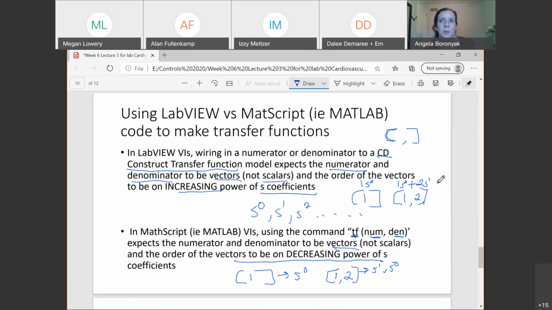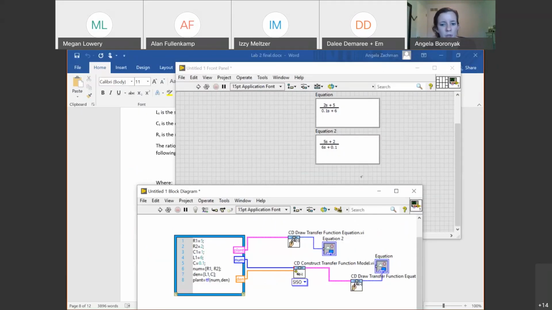It confuses people because we are sometimes used to LabVIEW, where we plug them in in a certain order when hard typing it, and now we're going to do something different. Okay, so that's making my transfer function.